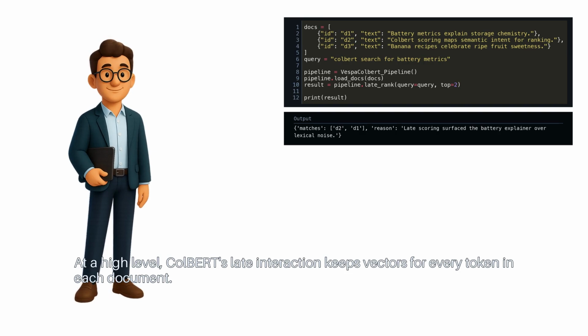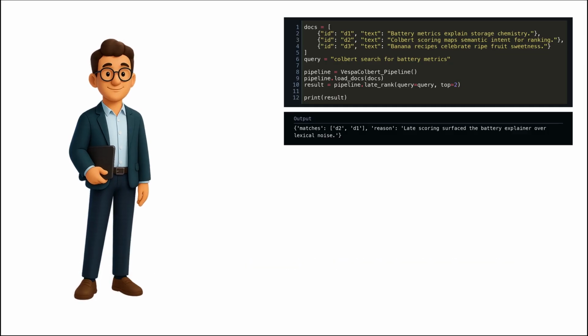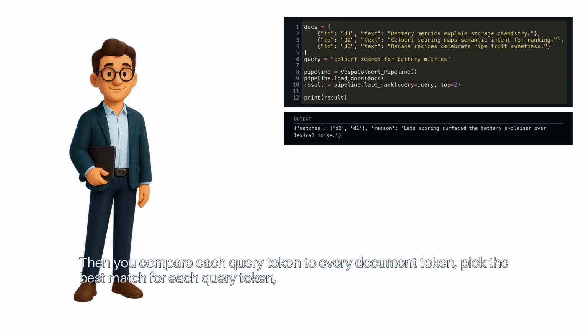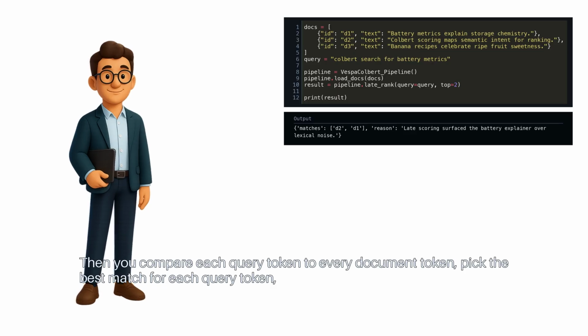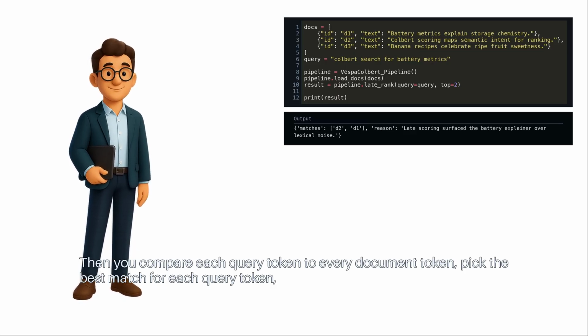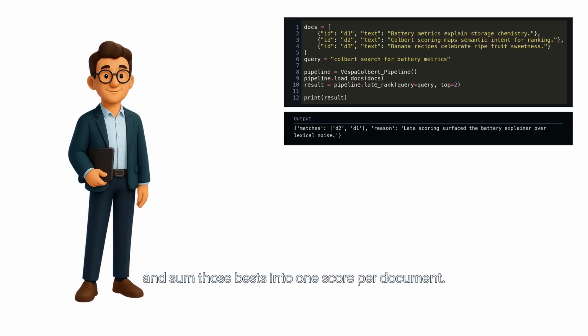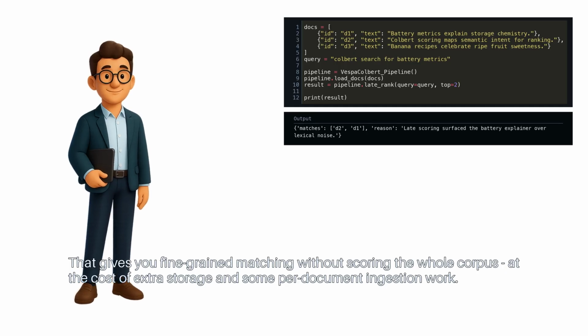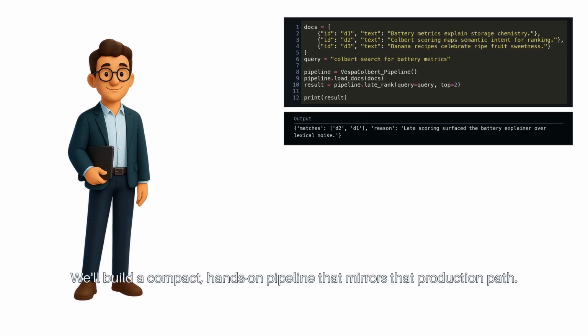At a high level, ColBERT's late interaction keeps vectors for every token in each document. For a query, you make vectors per query token. Then you compare each query token to every document token. Pick the best match for each query token and sum those bests into one score per document. That gives you fine-grained matching without scoring the whole corpus, at the cost of extra storage and some per-document ingestion work. We'll build a compact, hands-on pipeline that mirrors that production path.